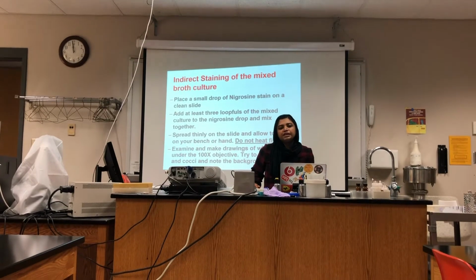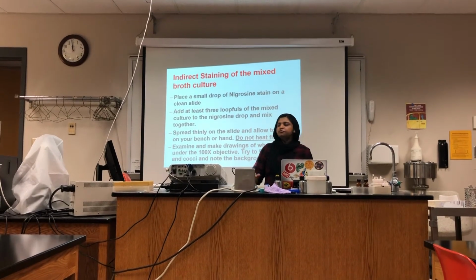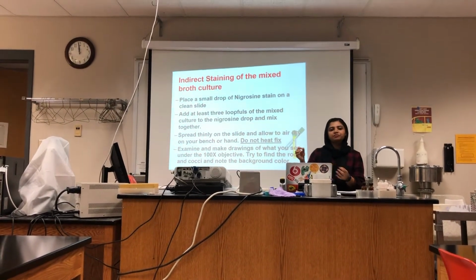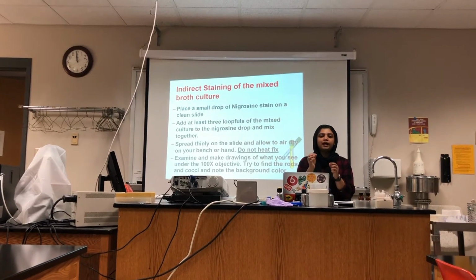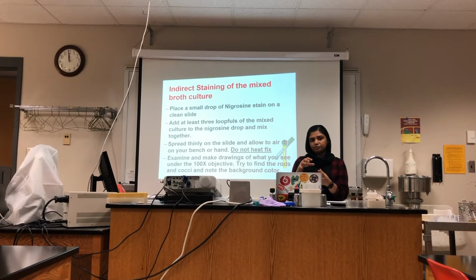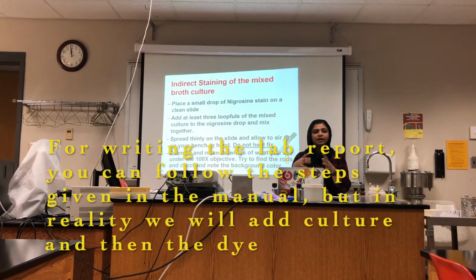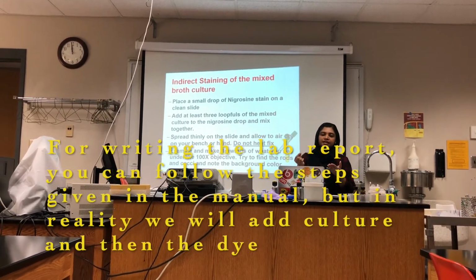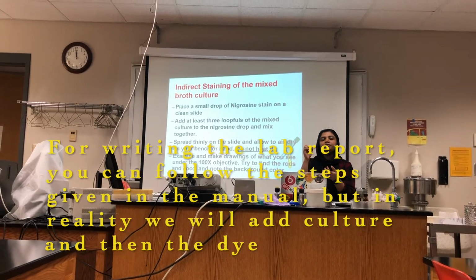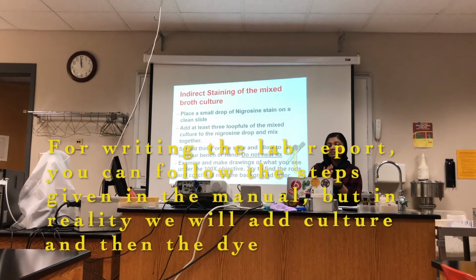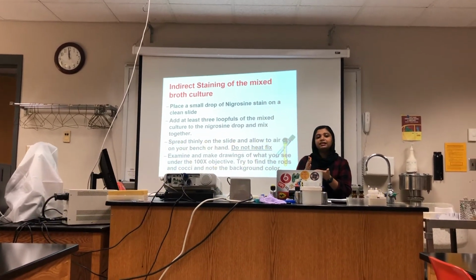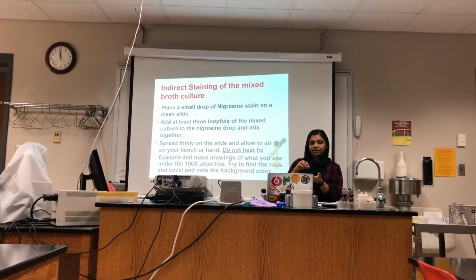For the procedure for indirect staining, in the lab manual you could see that first we add nigrosin onto the slide, but we recommend adding the culture first and then the nigrosin, just to avoid contamination. So first we take the glass slide and add 2 to 3 loopfuls of the culture onto the slide, smear it very well, and then we add the nigrosin.